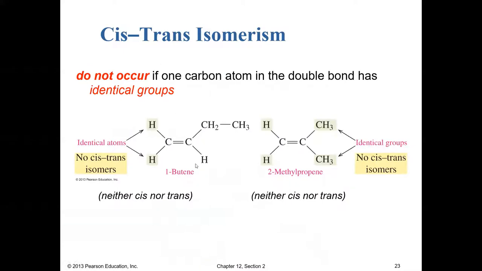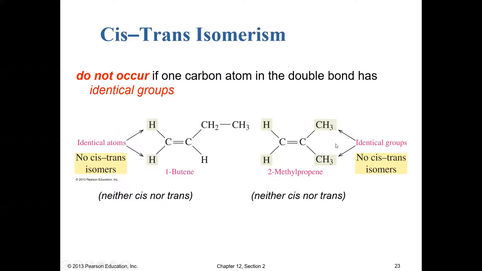These are actually important to know: cis-trans isomers do not and will not occur if one of the carbon atoms on either side of the double bond has identical groups, like just 2 hydrogen atoms. This can no longer be in a cis-trans arrangement. You actually have to have 4 distinct groups. You can't have 2 identical groups.